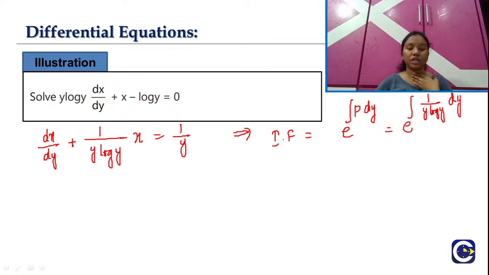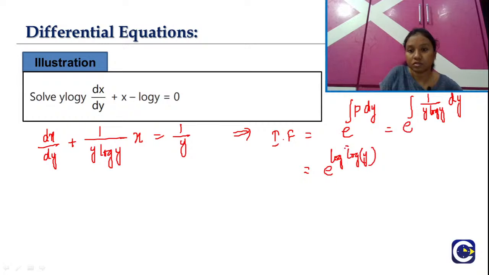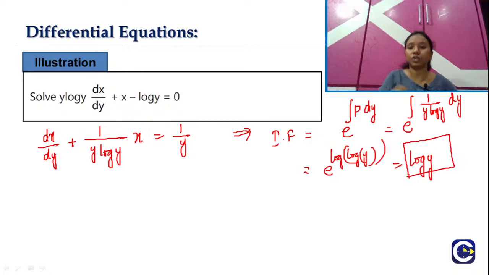So we have to do the integration of this here. So e power integration of 1 by y log y, the integration of that power will be e power log of log y. Right. So e and log will get cancelled and we'll be remaining with log y. So the integrating factor we end up having here is equal to log y.